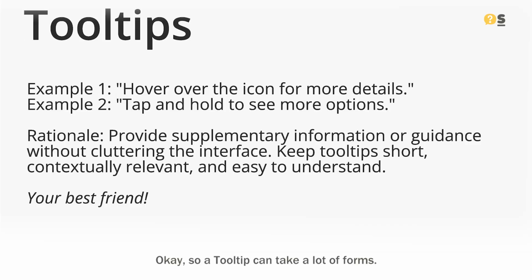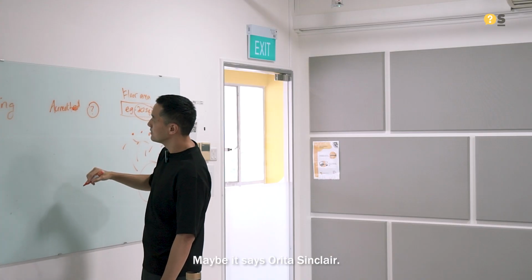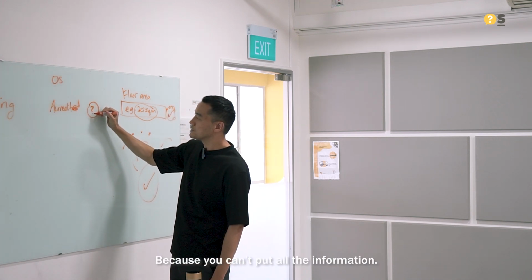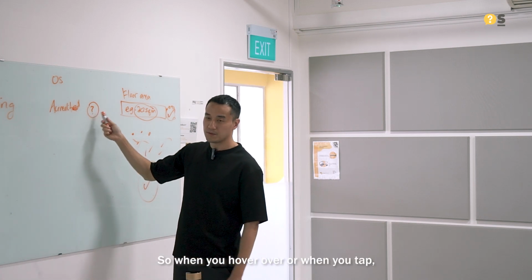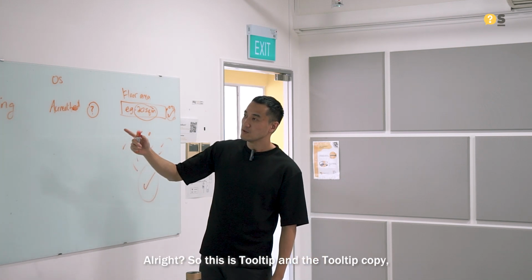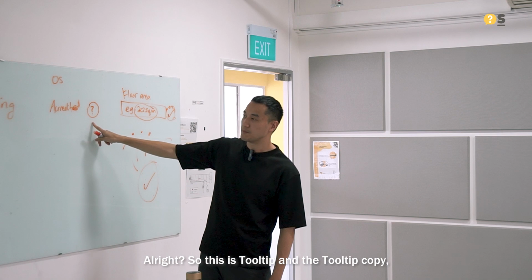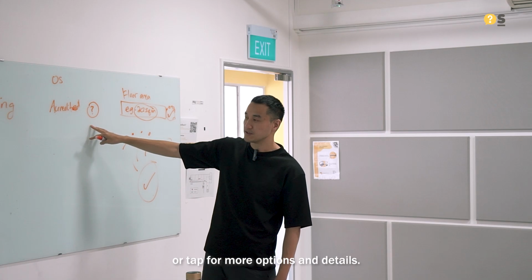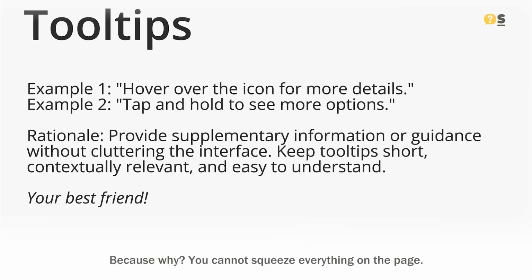Okay, tooltips. So a tooltip can take a lot of forms. One common form is just this. Maybe it says accredited, and then there's this tooltip here, because you can't put all the information, what does this do? So when you hover over or when you tap, a module may come up and then the information is there. Right? So this is a tooltip, and the tooltip copy sometimes needs to let them know to hover over for more details or tap for more options and details, because you cannot squeeze everything on the page. So tooltips are important. It's your best friend, especially when it comes to designing mobile apps. You need it simply because you cannot cram information in a small space.